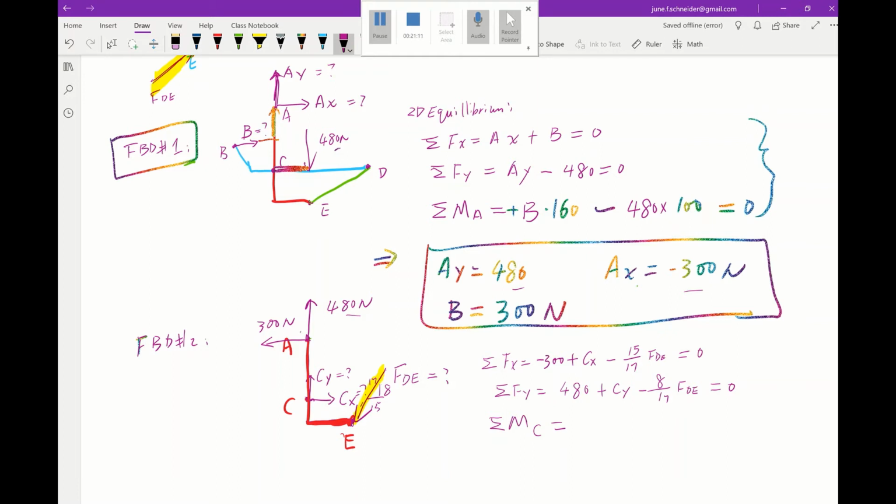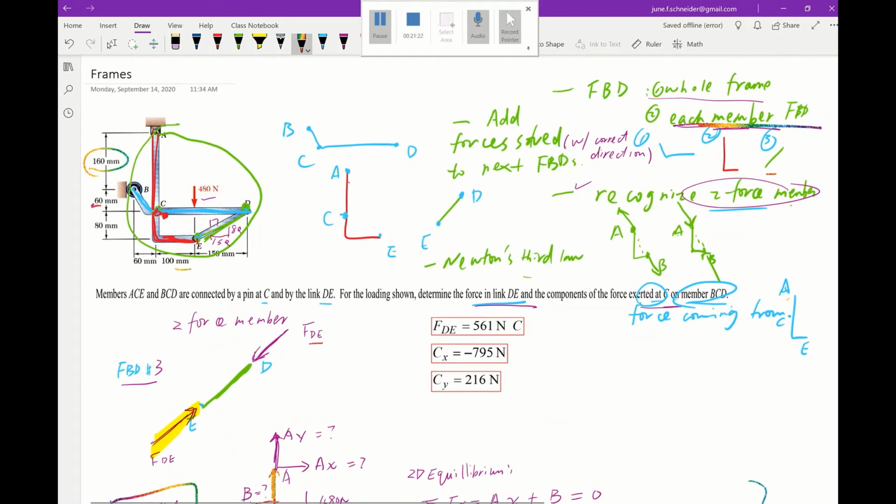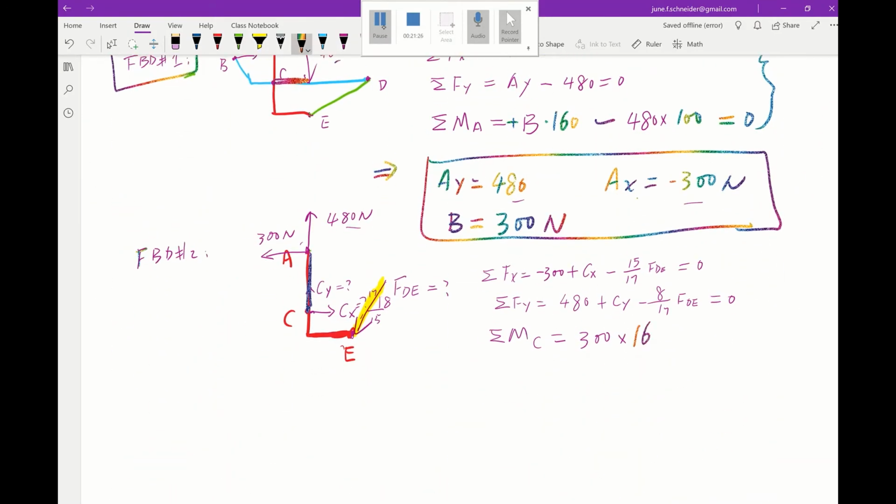And now let's look at 300. 300, and then times moment of arm, rotating about C, so it would be this. How about AC? What's the AC length? Which is 160 right here. And now let's think about direction. That's 300 Newton right here, rotating about C. That's counterclockwise, so that's positive.